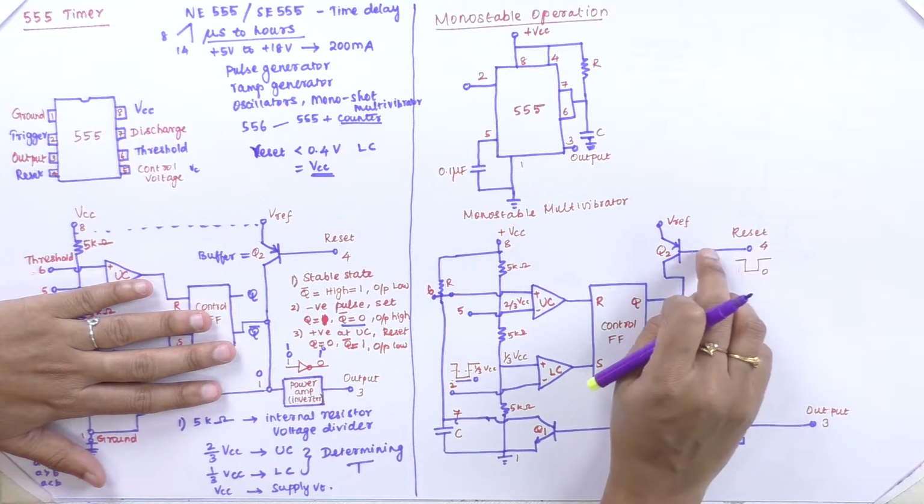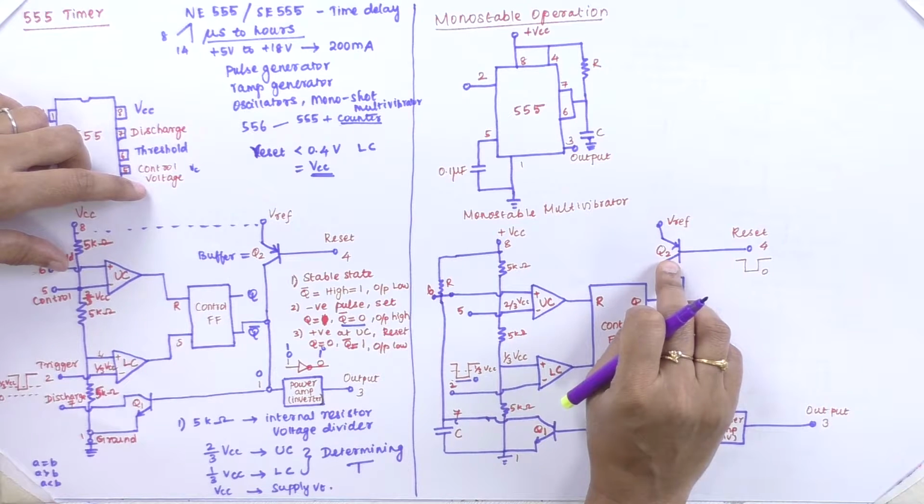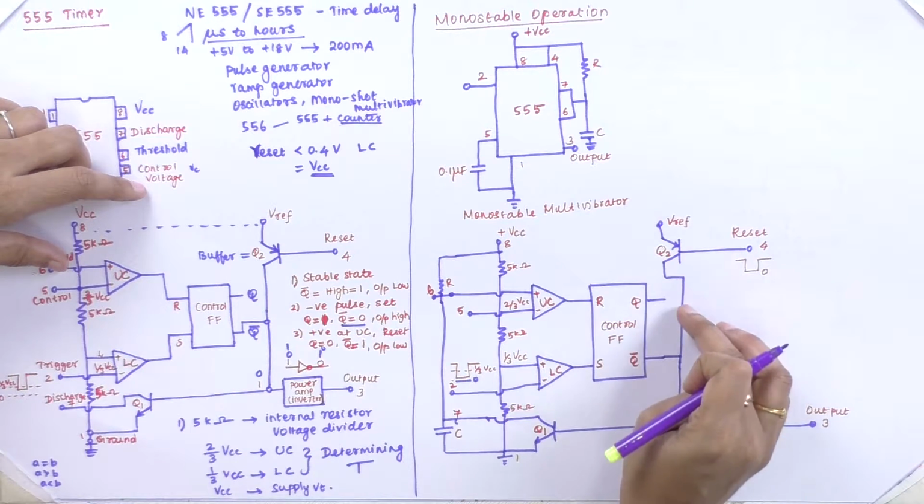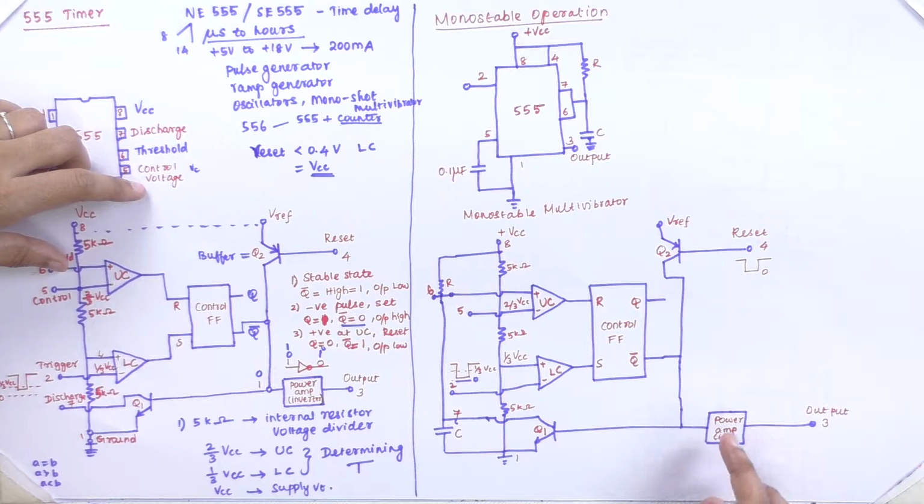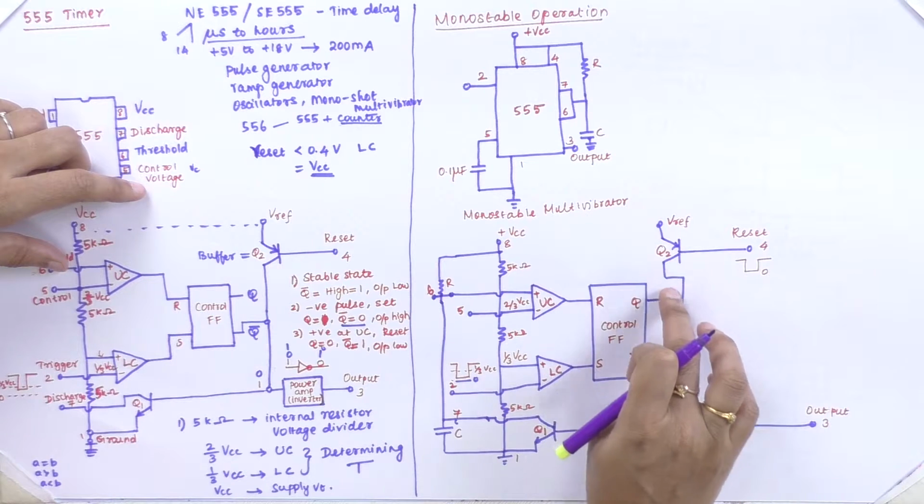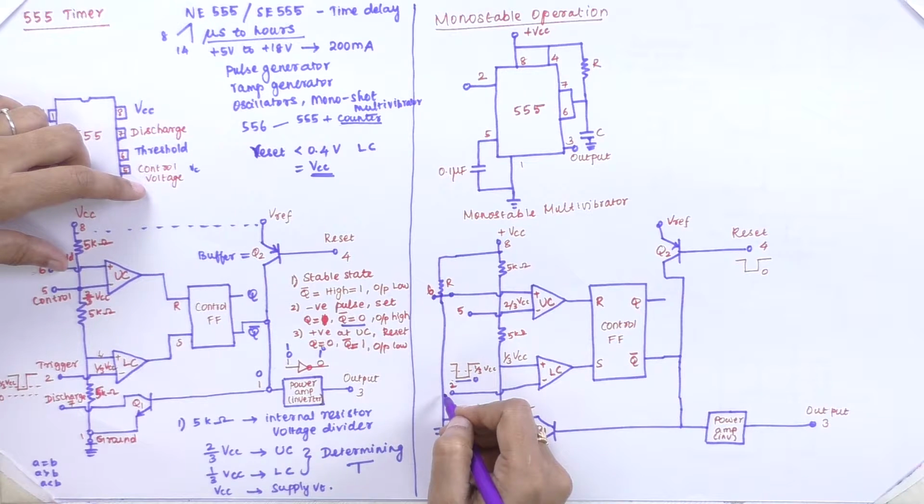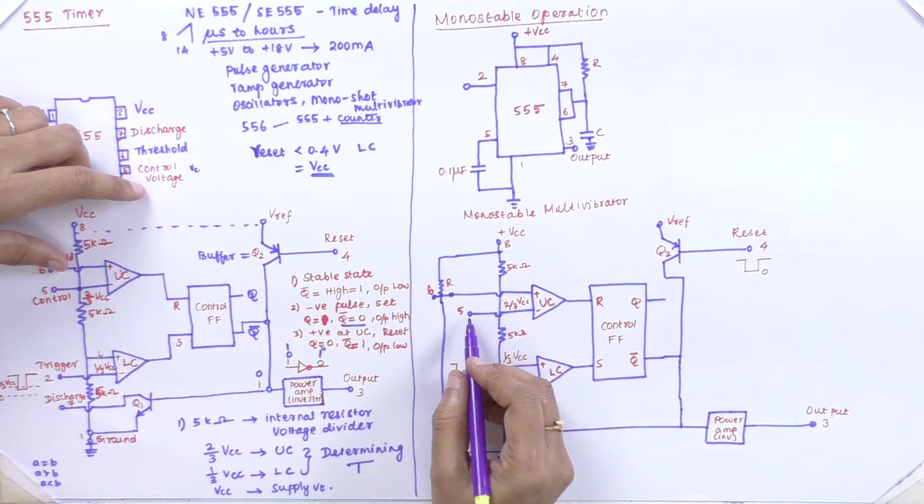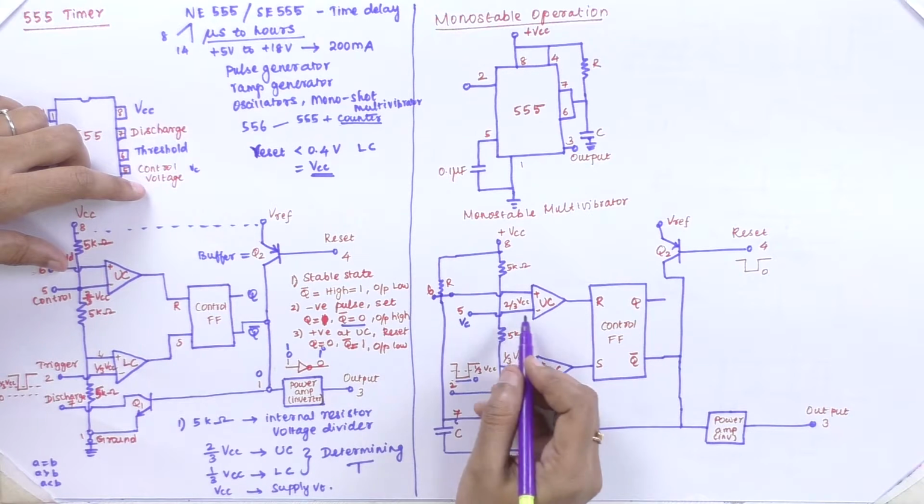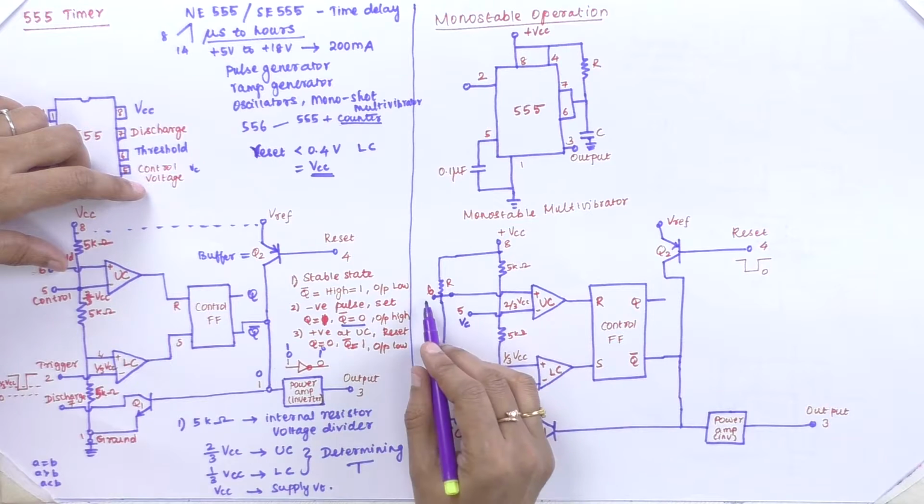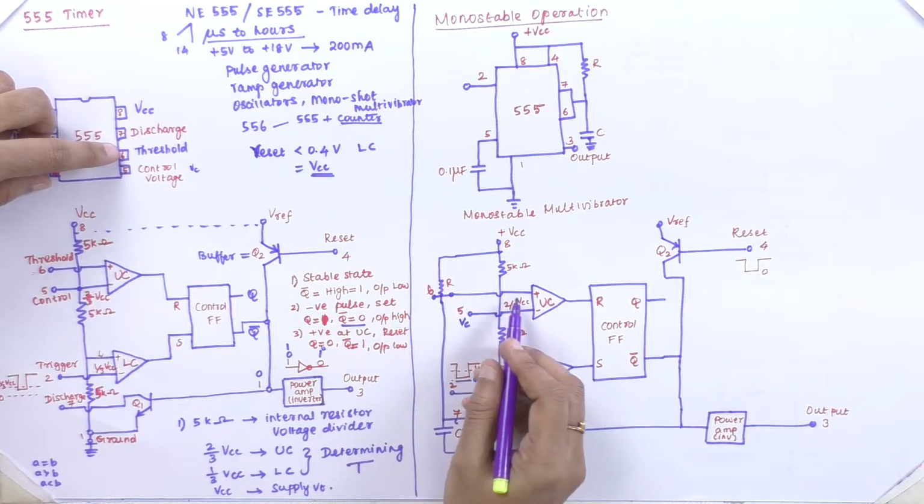Then the reset pin is given to the Q2 transistor, which acts as a buffer, and it is connected to the power amplifier, which is basically an inverter. The output of this Q2 is connected to the input of Q1, which is connected to the discharge pin. Here the capacitor is used, and the first terminal of this is grounded. Then we apply the trigger pulse to the lower comparator.